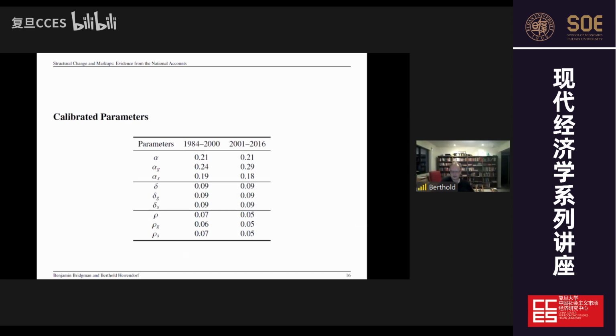The alpha, which is our exponent on capital, doesn't change at the aggregate, but look at what happened at the disaggregate level. It changes quite a bit. If you aggregate it up and take the structural change into account, that the weight on goods goes down and the weight on services goes up, it looks constant at the aggregate, but it's certainly not constant at the disaggregate level. Depreciation doesn't do anything. The rho fell at the aggregate level and in both sectors.